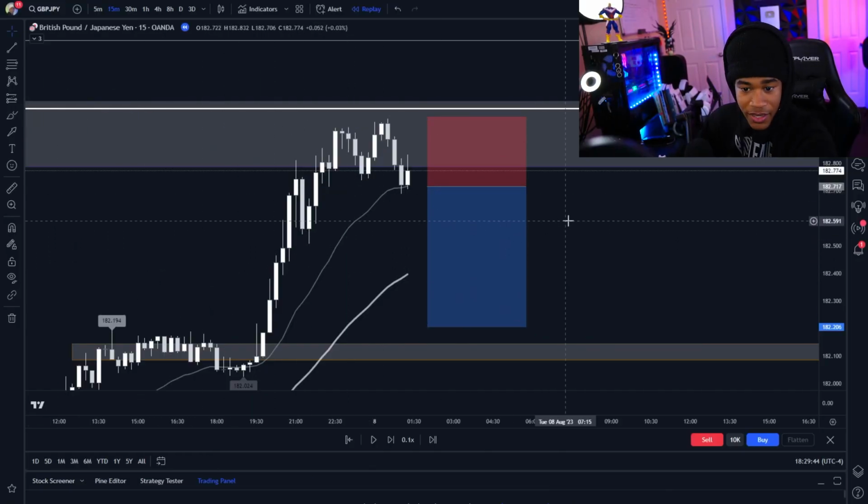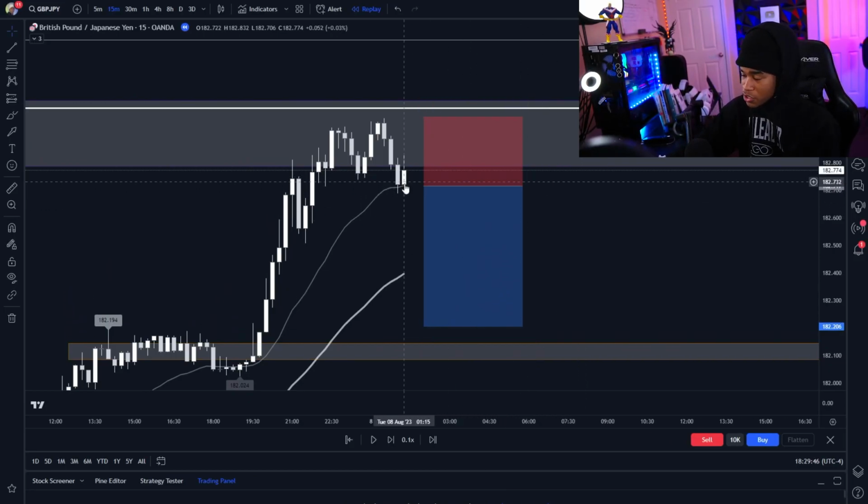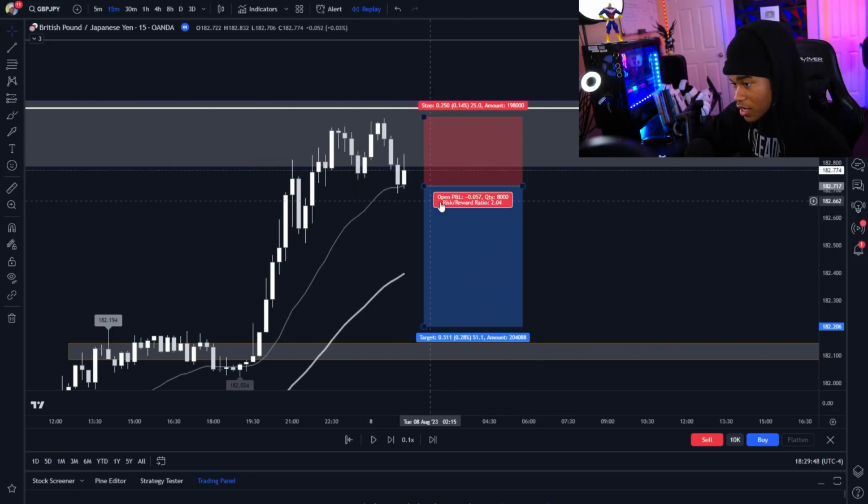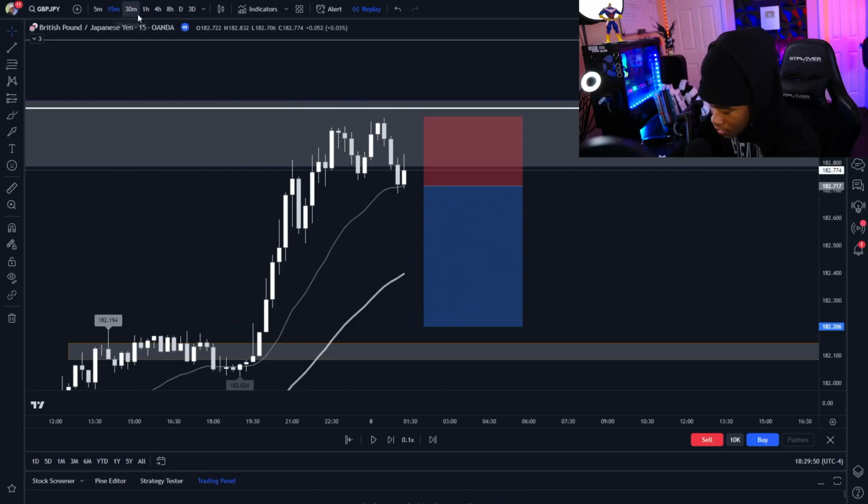So this is the trade that I actually ended up getting into. I'm going to show you my entry, my thought process, and what I like to do before I get into a trade. All right, let's start.